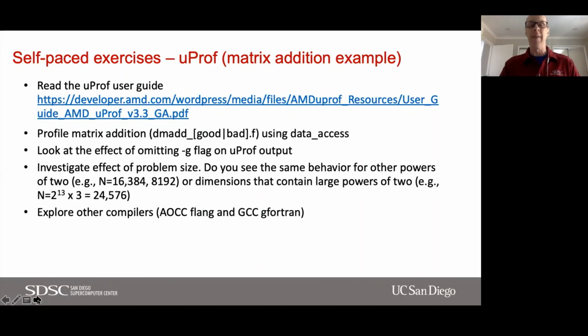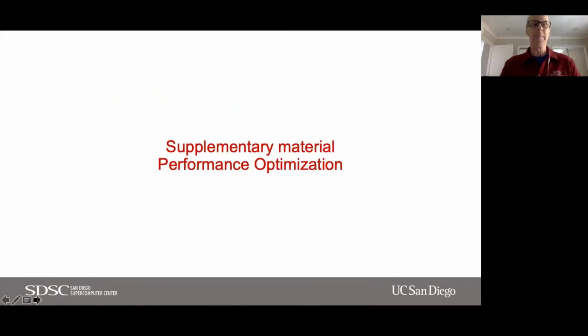And then for the matrix addition example, you could reproduce what I did, and also play around and look at the effect of the problem size. Do we see the same behavior for other large powers of 2? Or what if we use dimensions that aren't a power of 2 but contain large powers of 2? So there's a lot of tinkering you could do. And with that, I'm going to wrap up the official part of the presentation.